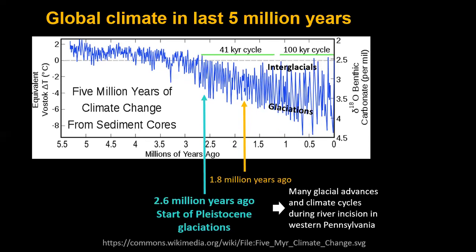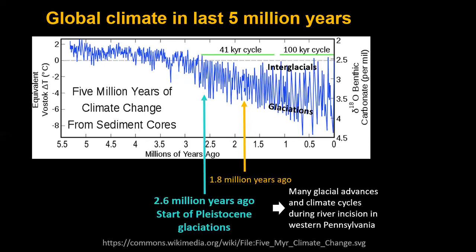This is a map of global climate for the last 5 million years or so. Warm is toward the top, cold is down toward the bottom. And Pleistocene glaciation started about 2.6 million years ago. You can see lots of climate alternations since then. Present day is on the right.